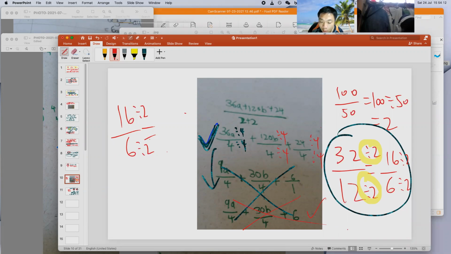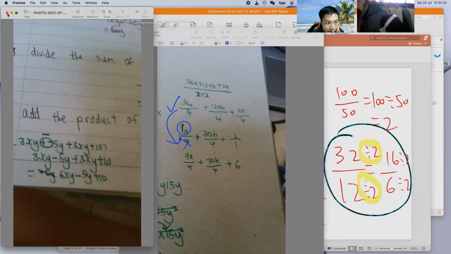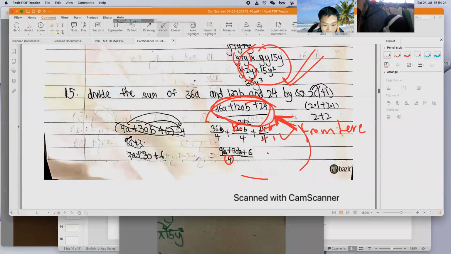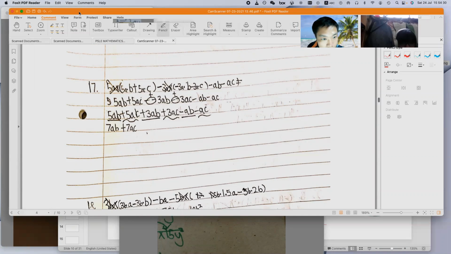So I want you to write down every step. Before we continue, we take a 5-minute break. We come back in 5 minutes. Okay? Next time, remember to write down every step. Let's take a rest first. See you in 5 minutes.